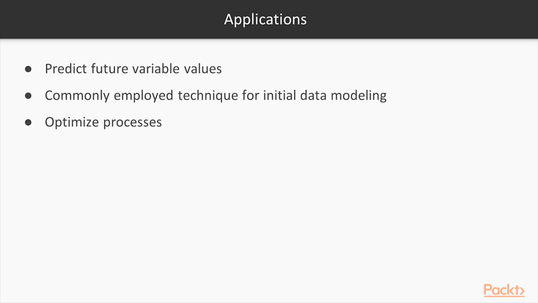Let's now look at applications of regression. Regression is normally applied in order to predict future variable values, and it's a very commonly employed technique for initial data modeling in data analysis projects. But it can also be used to optimize processes, finding common ground between related but dispersed data.